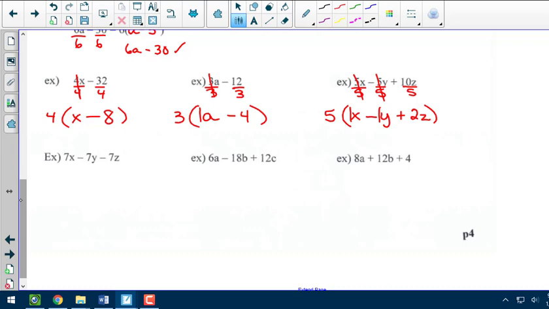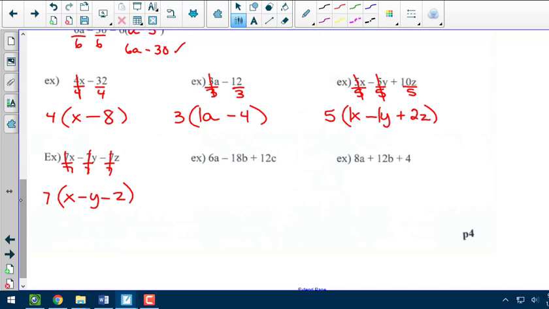So the next one, oh, 7x, 7y. Oh, they all have 7, right? That one was easy. They all have 7, so I'm going to pull that 7 out front. I get an x, a negative y, and a negative z. Ooh, interesting. They all come out to be 1s, right? 7 sevenths is 1.